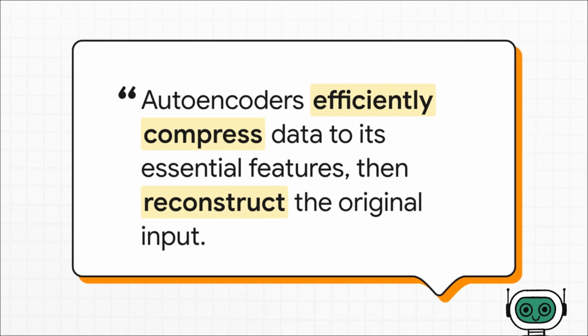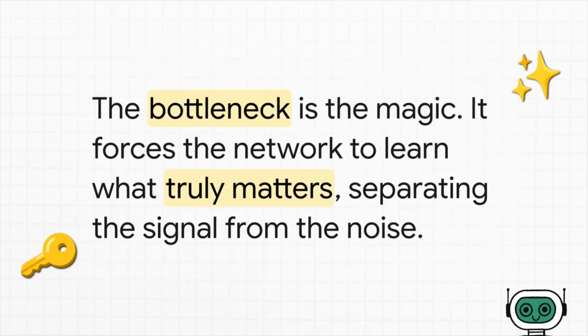So, to wrap up the entire process, an autoencoder learns an efficient summary of data by first compressing it through a bottleneck and then trying to rebuild the original from that summary. And if you remember just one thing, let it be this: the magic is the bottleneck. That constraint isn't a limitation. It's the very thing that forces the network to learn a rich, meaningful representation of the data, separating what's important from what's not.